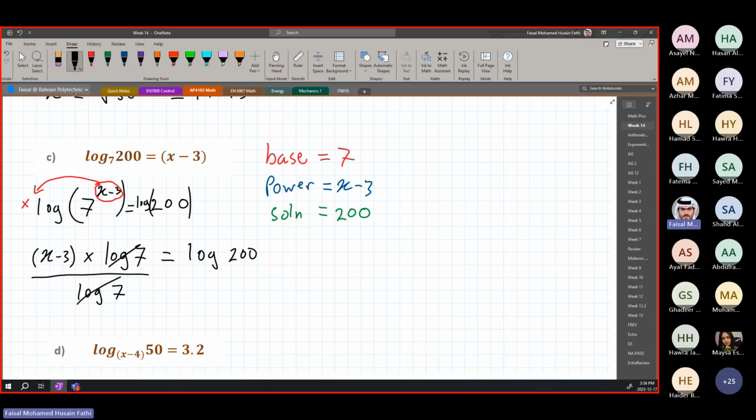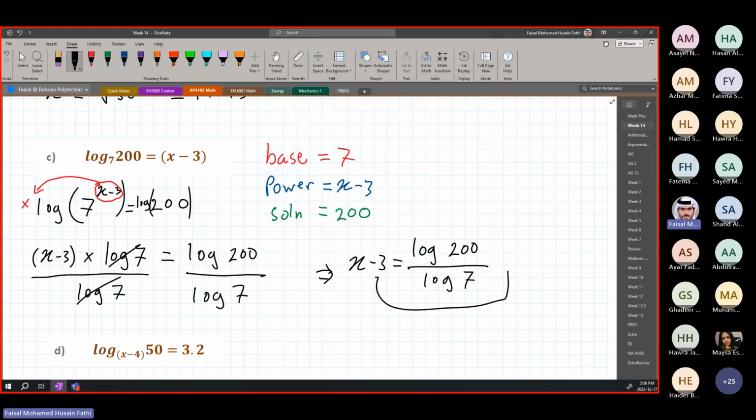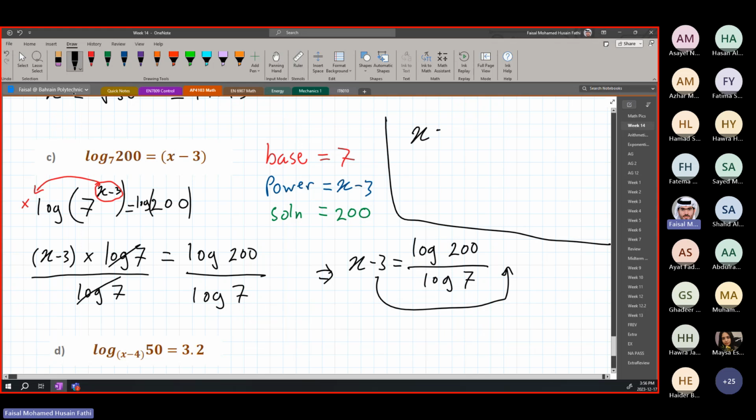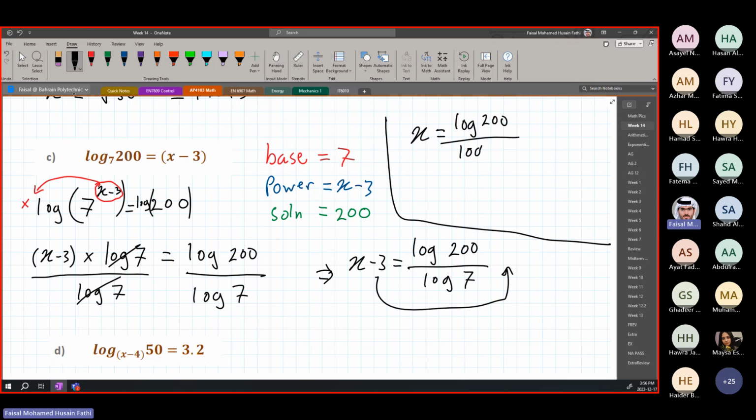So it cancels here. And this will be log 7. Okay? This will become x minus 3 is equal to log 200 over log 7. We take the minus 3 to the other side. So x will be equal to log 200 over log 7 plus 3. Put all of that in the calculator and you have your answer for x.